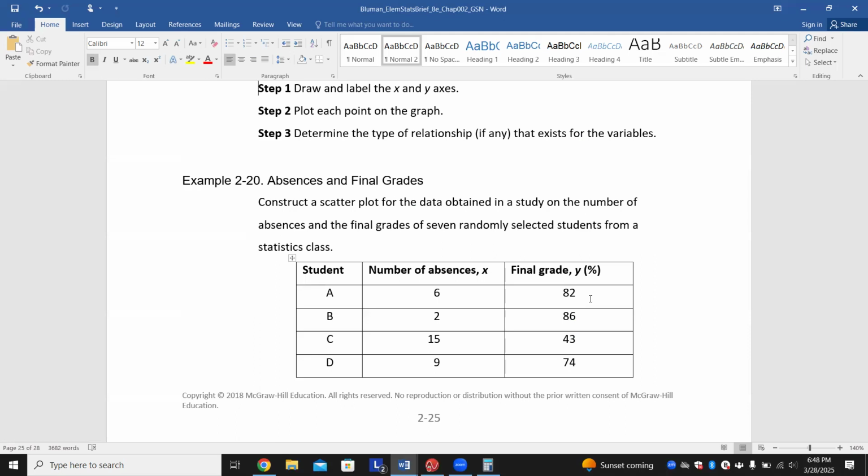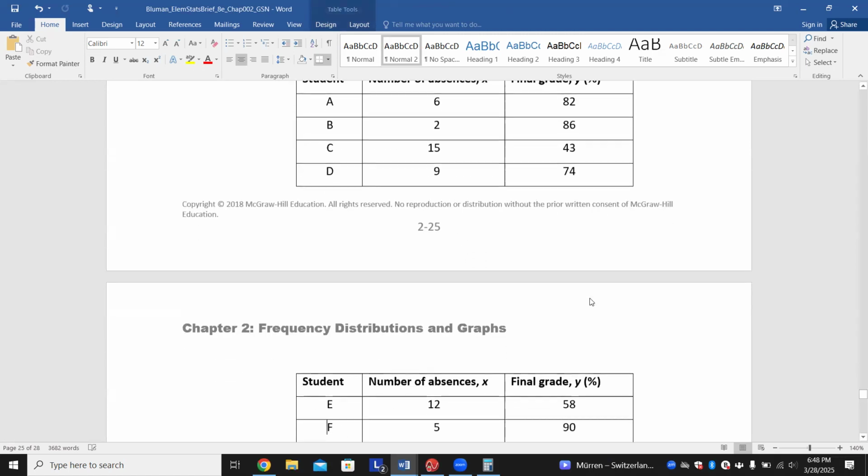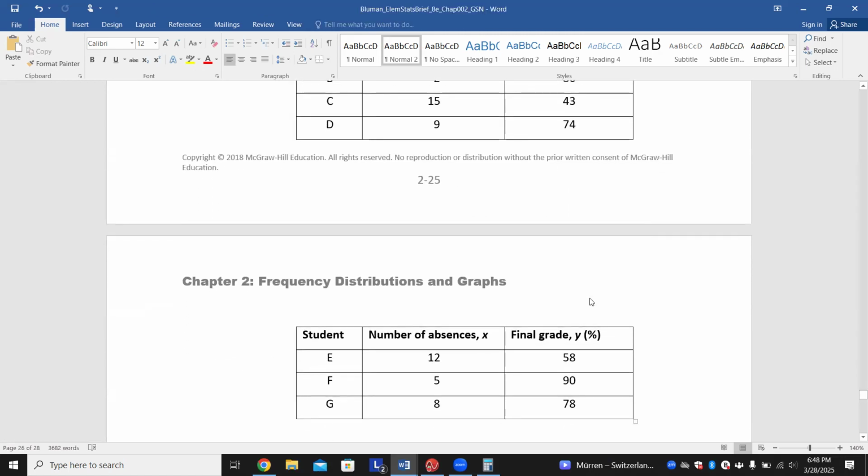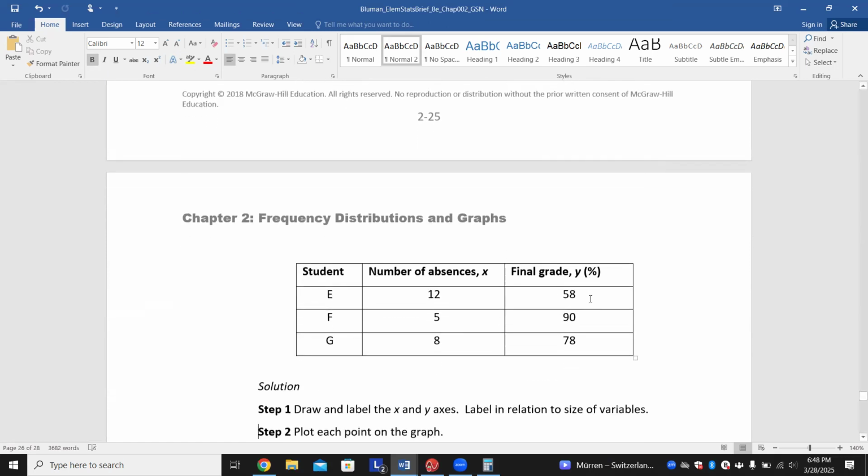So we're going to construct a scatter plot for the data obtained in a study on the number of absences and the final grades of 7 randomly selected students from a statistics class. Student A was absent 6 times, made an 82. Student B, absent twice, made an 86. Student C, absent 15 times, made a 43. Student D, absent 9 times, made a 74. Student E, absent 12, made a 58. Student F, absent 5 times, made a 90. Student G, missed 8 times, made a 78.